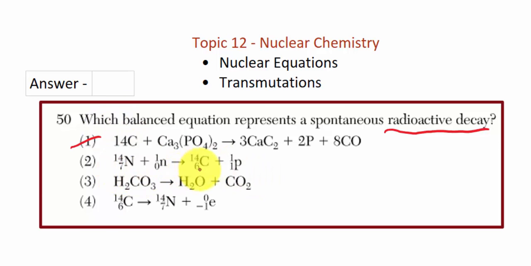We're changing nitrogen to carbon, but this is done artificially by colliding it with a neutron, so that's artificial transmutation. Your third reaction, again, not a nuclear equation. So that leaves us with number 4, which shows a carbon-14 atom spontaneously decaying to form nitrogen-14 and a beta particle. Answer is number 4.